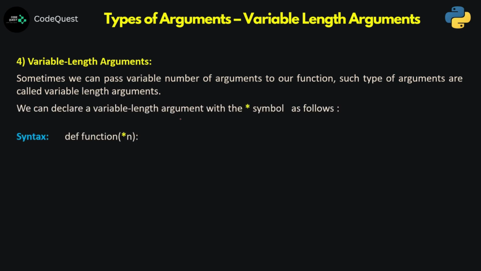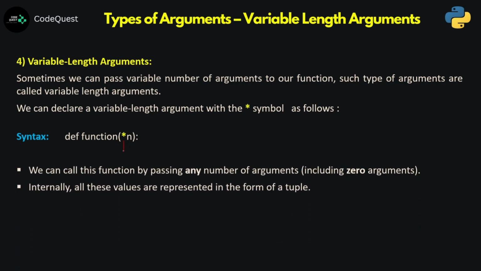And this can be done by writing this asterisk symbol. Like you can see here, we are defining a function, and here we have given this asterisk followed by n. So this asterisk indicates that this function can take any number of parameters. Now that could be 0 also. Internally, whatever parameters I pass, suppose I'm passing 3 parameters here, all these 3 parameters will be in the form of a tuple.